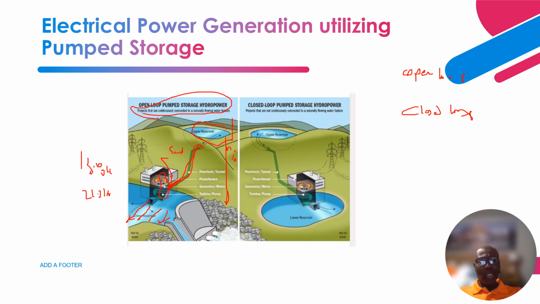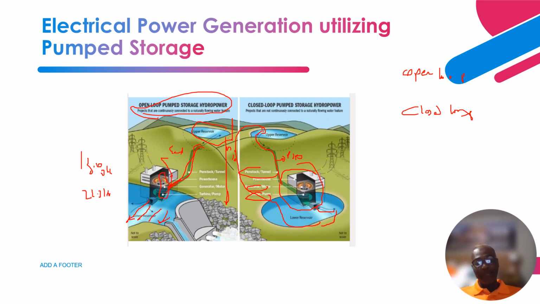On the other hand, for the closed loop, you have water coming through the penstock, the piping. Think about that lot of potential energy going through this penstock tunnel. Then this is the powerhouse, which has the generator and the turbine. The water goes through, then it is pumped back from the lower reservoir to the upper reservoir. So that forms a closed loop.